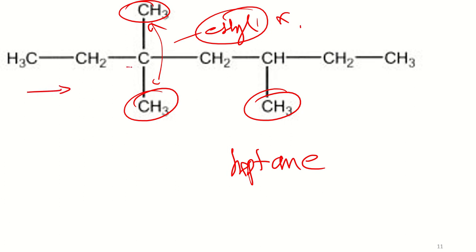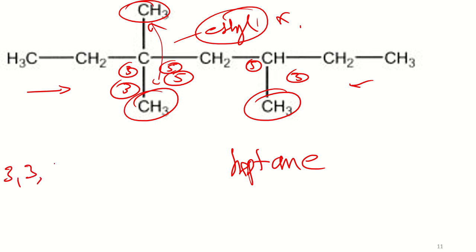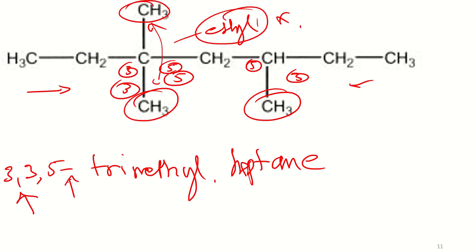If we use our numbers, we go number 3 and number 3 because we've 2 groups on it, and then 5. And if we label from the other side, it'll be 3 and then 5, 5. So we use the 3, 3, 5. We have 3 methyl groups, so it's 3, 3, 5 trimethyl heptane. Okay, so again, I don't know if I mentioned this yet or not, we have commas between numbers, and I have mentioned certainly our hyphens between numbers and letters.